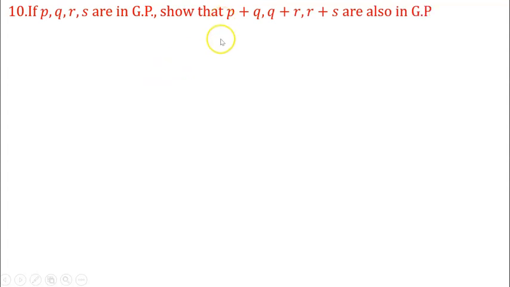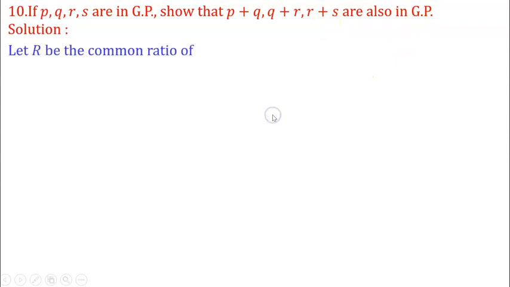Now next, if p, q, r, s are in GP, show that p plus q, q plus r, r plus s are also in GP. Now the solution, let R be the common ratio of the GP. Next, that is the q upon p is equals to capital R. Therefore, q is equals to p into R.